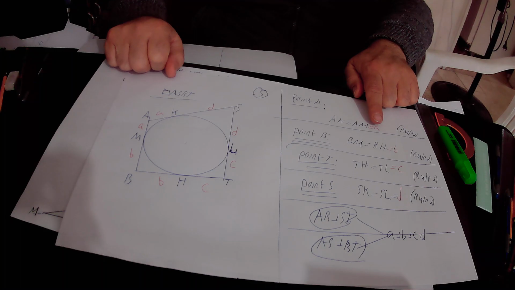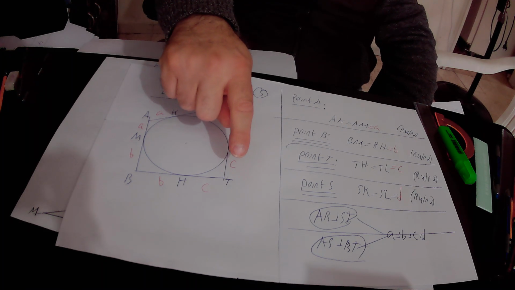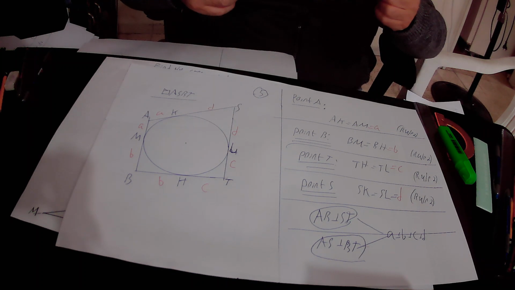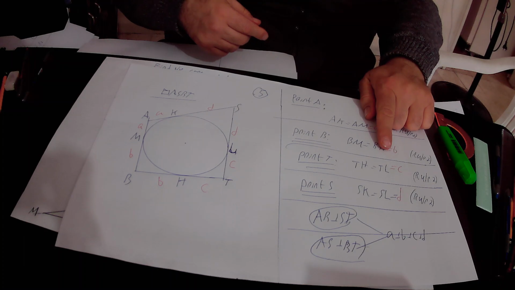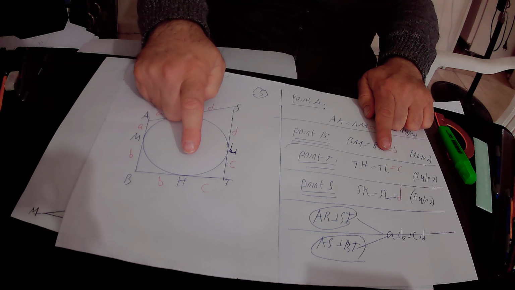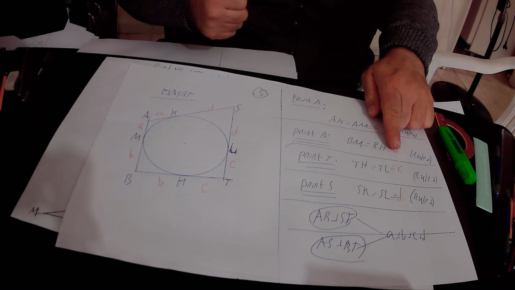Then we focus on the common standpoint point T. From point T, we have two tangents to this circle again, tangent TL and tangent TH. According to rule 2, they are equal to each other. That is to say, TH equals TL. If we define the length of TL as c, then TH must also be equal to c. In conclusion, TH equals TL equals c.